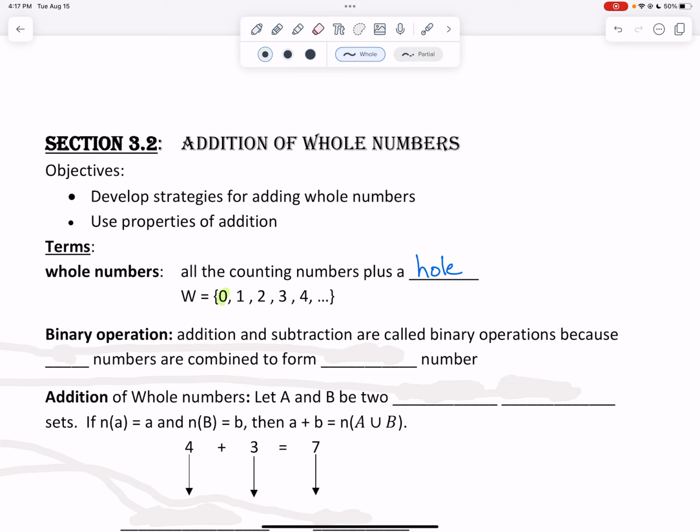We're also going to talk about binary operations. Adding and subtracting are called binary operations because we take two numbers and we combine them to make one more number, to make a third number. So that's a binary operation.